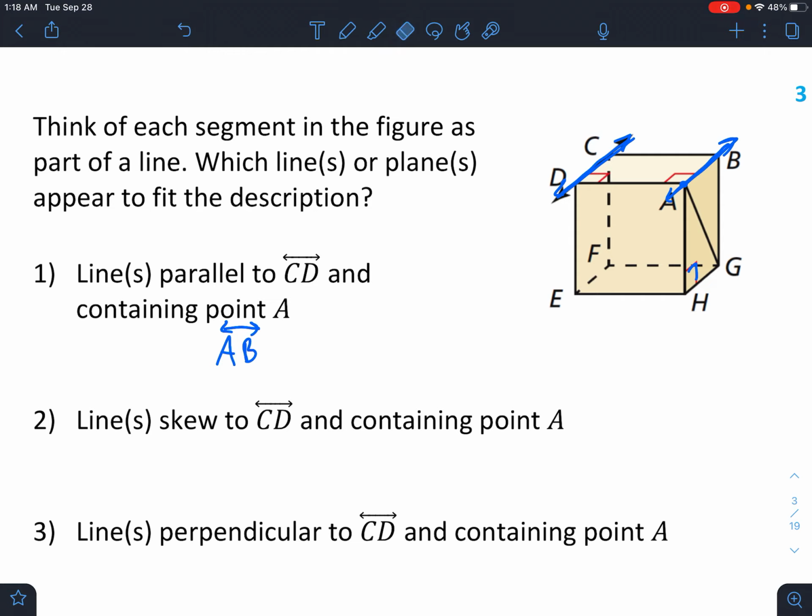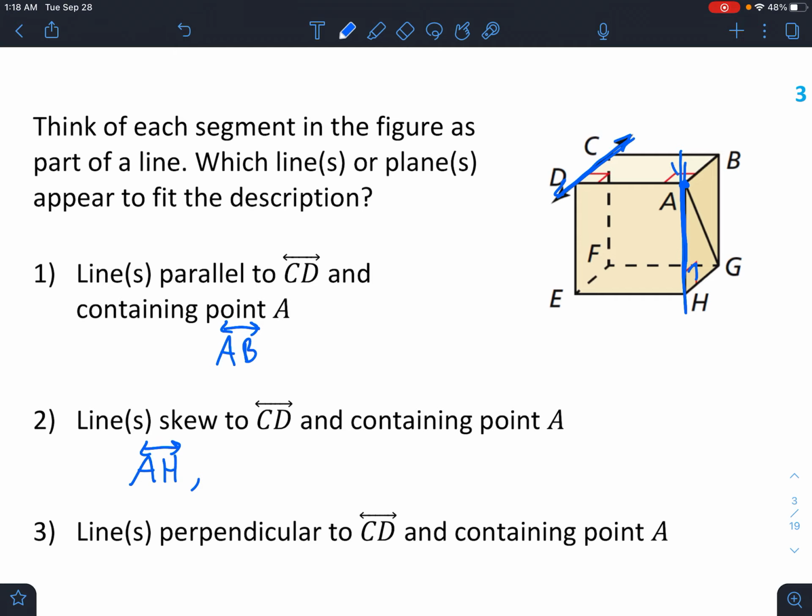And the lines that are skew to CD and contain point A. We'll have to check each line one at a time. We already know that BA is parallel. Let's look at this line here. This would be AH, and it doesn't look like it will ever cross CD. So that would be a skew line. So we've got line AH.